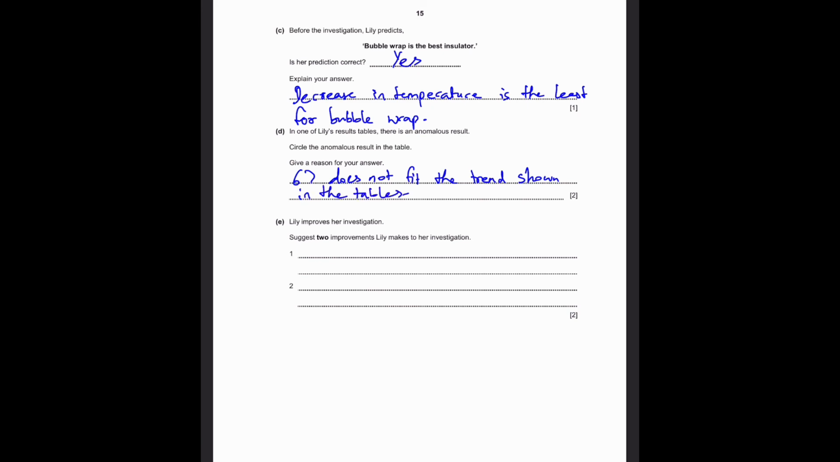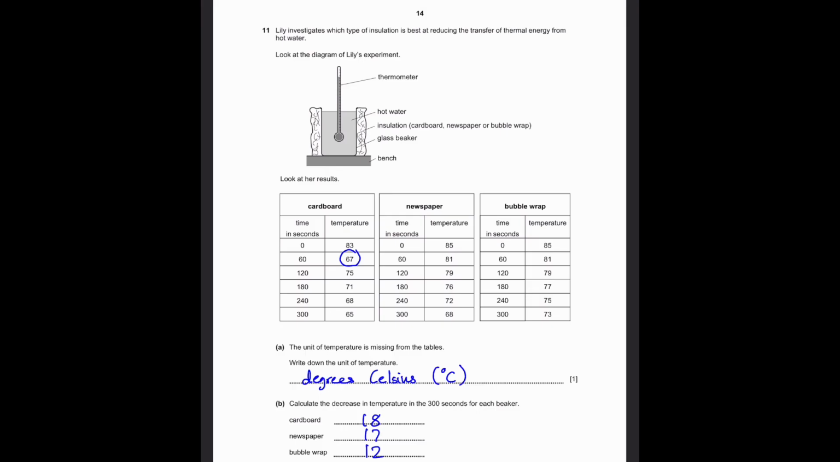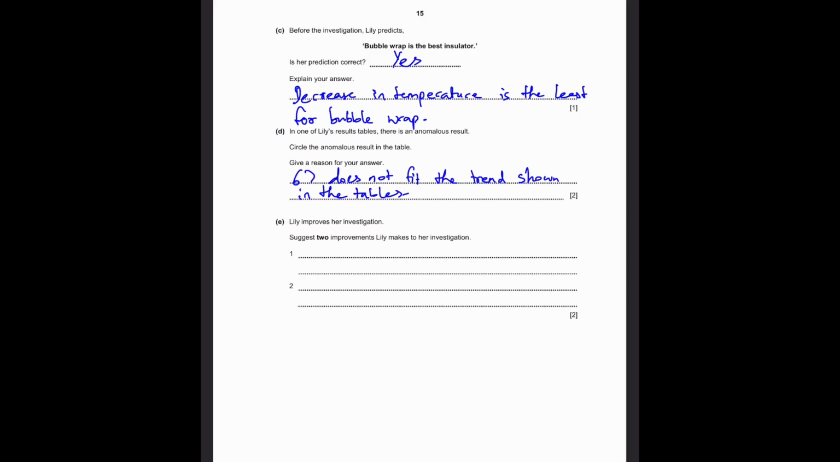That's the answer. Part E, Lily improves her investigation. Suggest two improvements Lily makes to her investigation. But if we go back to the tables, we can see that the temperature for cardboard, starting temperature is 83, but for the other two, it is 85. So to improve the investigation, of course, we have to make the starting temperature the same. This is one of the best points.